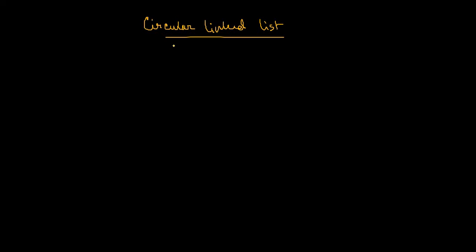So what does it mean? It means something like you can assume in this way, like you have a node over here. So let's take an example. Suppose we have a node here and have a node here.